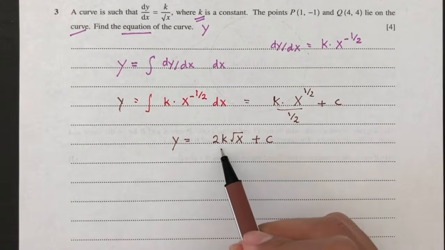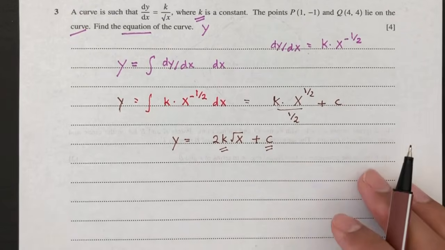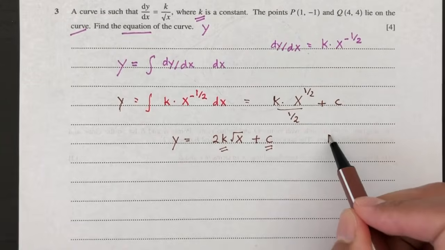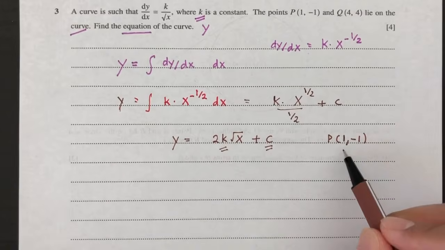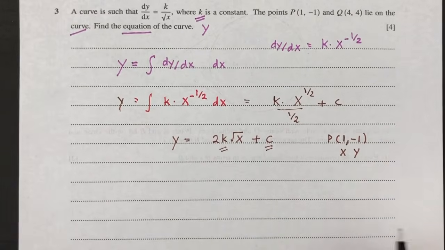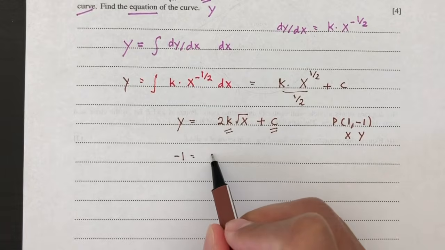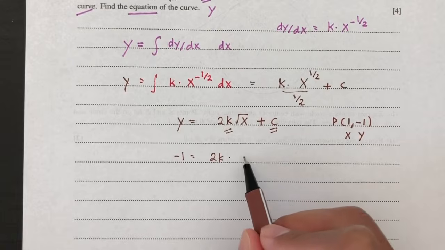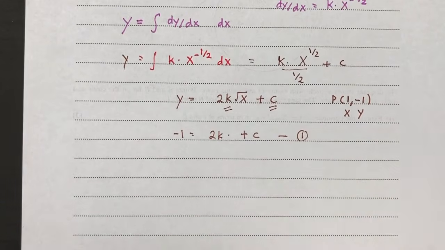So we have to find the values of k and c. So we have all the information for the curve of this y. Now we have to use the points. Let's use the first one. P is (1, -1). This is your x and this is your y. Now replace back in the equation. You will have -1 = 2k times root of 1, which is 1, plus c. So this is your equation number 1.